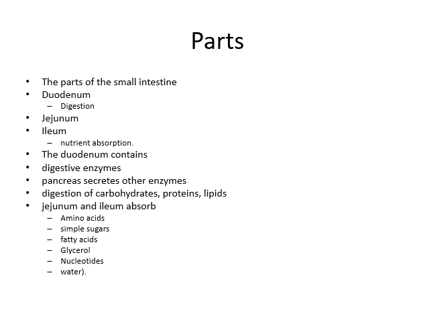directly linked with the pancreas, as the pancreas secretes enzymes through the pancreatic duct, and this pancreatic duct pours the enzymes into the small intestine. Digestion of carbohydrates, lipids and proteins occurs in the duodenum. The jejunum and ileum absorb amino acids, simple sugars, fatty acids, glycerol, nucleotides and water.